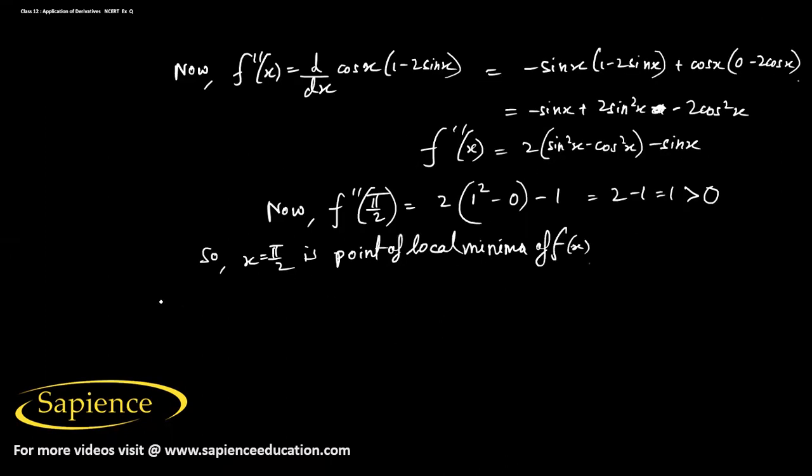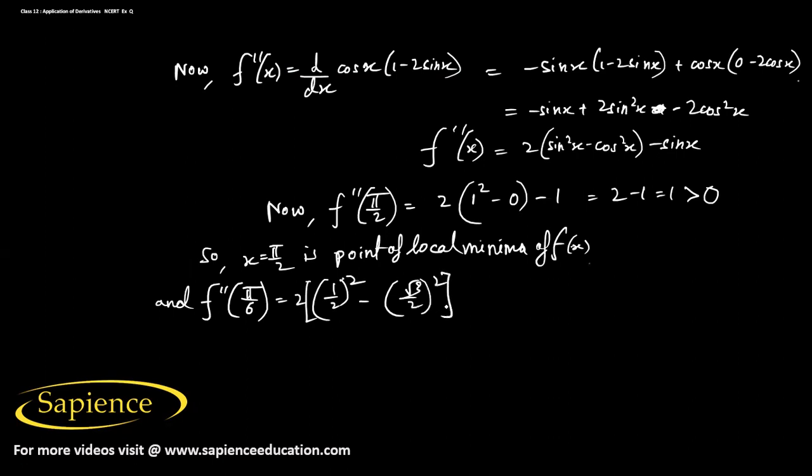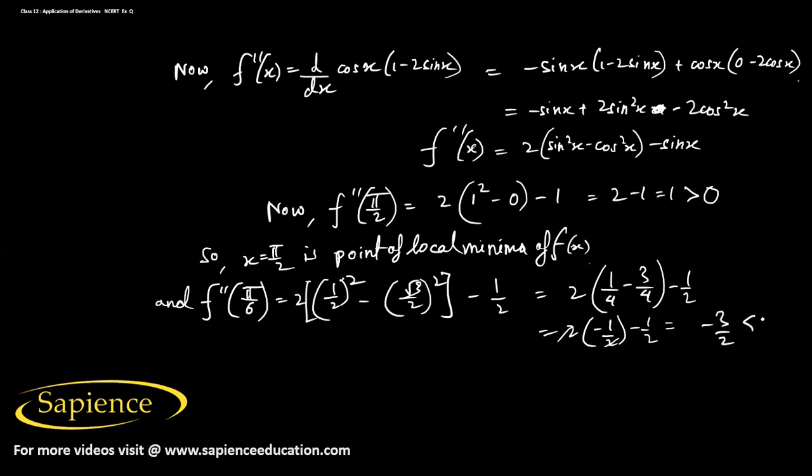Okay. And then we have to find f double dash pi by 6 also. So that will be 2 into sine pi by 6, that is 1 by 2 whole square, then minus cos pi by 6, that is cos 30, root 3 by 2 whole square, then minus sine pi by 6, that is half. Okay, so this will be 2 into 1 by 4 minus 3 by 4 minus half. So that is 2 into minus 2 by 4, that is minus half. So that is minus 1 minus half, that is minus 3 by 2, which is less than 0.